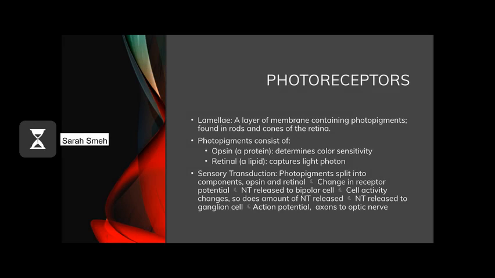I'm not going to go into depth on lamellae and photopigments, just make sure you understand the difference between them and the different types of photopigments, but I'm going to quickly go over sensory transduction.